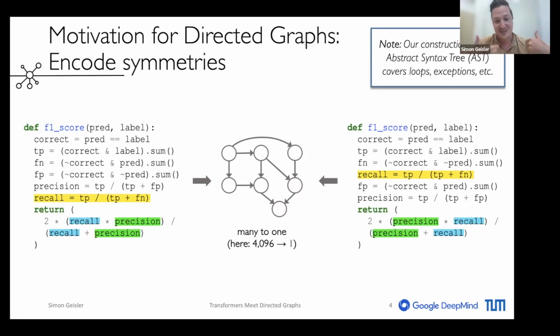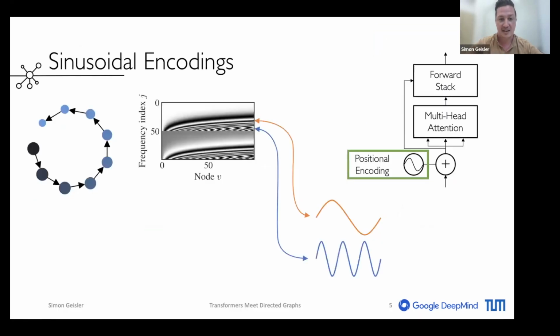And to me, at least, it's surprising that for this simple function, just considering those 2 invariants, we already find 4,096 possibilities of rewriting this F1 score, and therefore this certainly has some advantages. Okay, so this was a little bit the motivation.